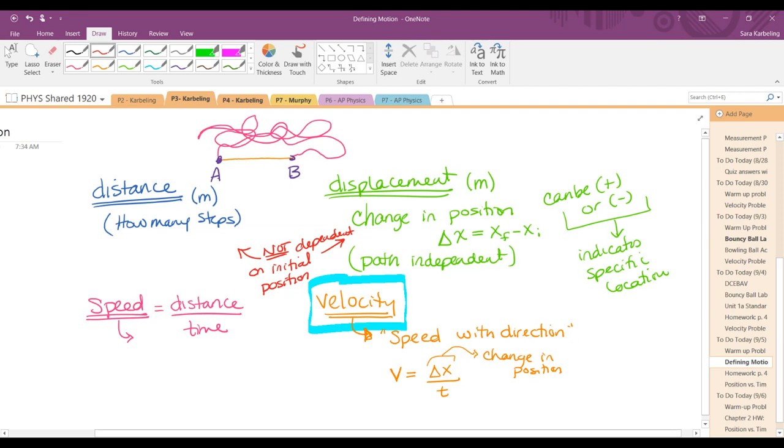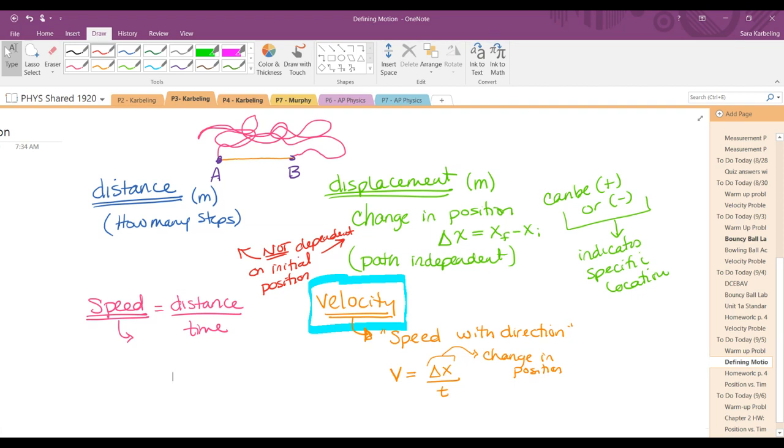Okay, they're not dependent on the initial position. It's only how many steps you take or how far you go for distance, and it's only the change in position for displacement. Okay? Sound good?